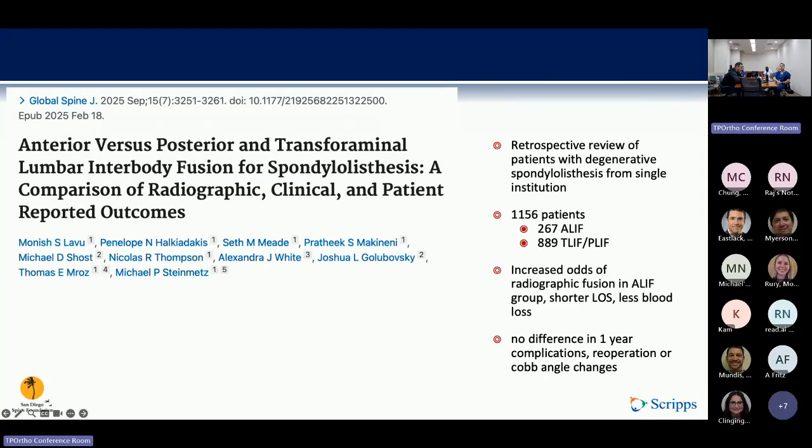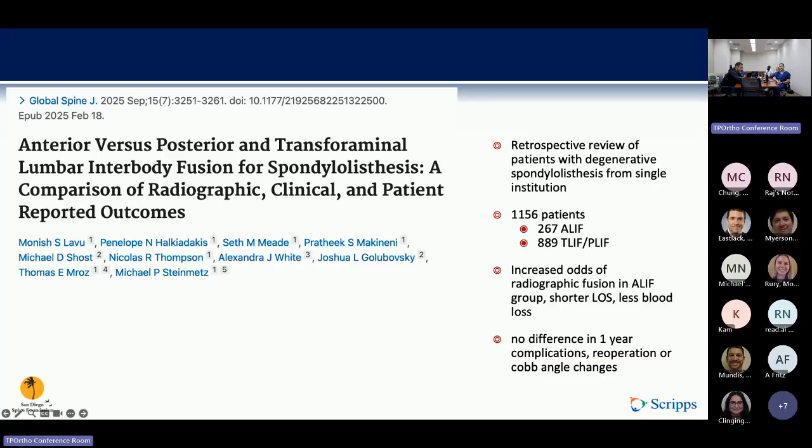Another study, this is pretty recent, from 2025 in the Global Spine Journal. This was a retrospective chart review of 1,156 patients. 267 of them had ALIF, 889 of them had TLIF or PLIF. Patients who underwent ALIF, PLIF or TLIF due to spondylolisthesis at the L4-5 or L5-S1 segments were reviewed from a large center over the course of 10 years.